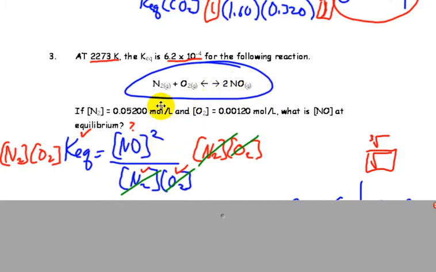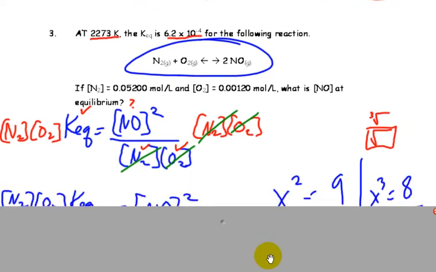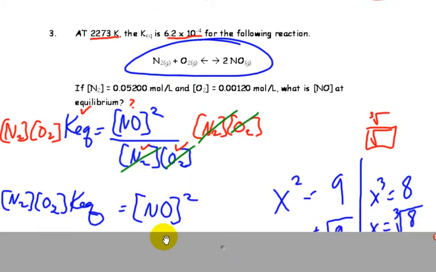NO squared all over N2 and O2. Now we want to get NO by itself. The equation right now has it as NO squared all over N2 and O2, so it's divided by N2 and O2. To undo division, you multiply by N2 and O2. Multiply the right, multiply the left. This will cancel out on the right-hand side, and we're left with that. N2 times O2 times KEQ would be NO squared.